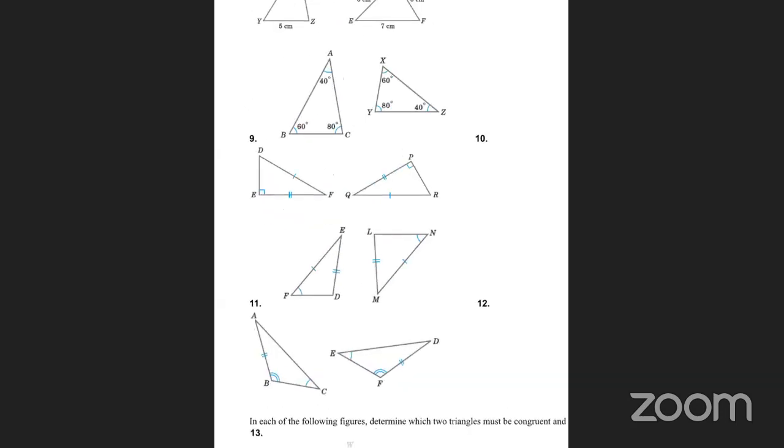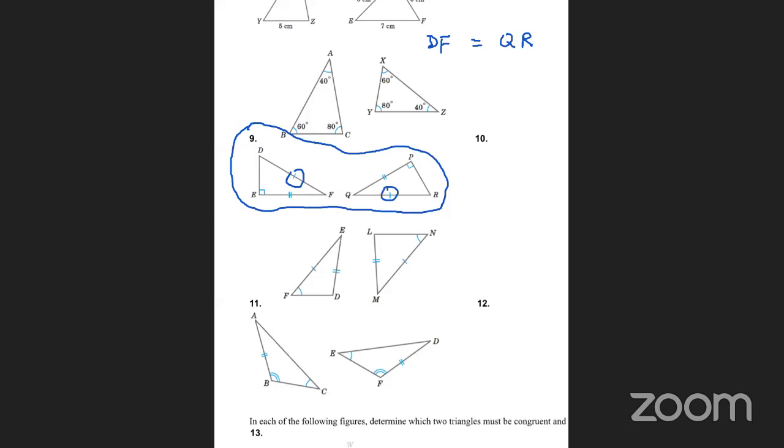Okay. And then we come to the next one. How about this one? In this case, you can see that we don't know how long it is. But we just know that DF equals QR, like that. You look at this kind of symbol. It means these two lengths are equal. But we don't know the exact length. It means we don't know whether it is 5 cm or 6 cm or what. But what we know is that these two lengths are equal.